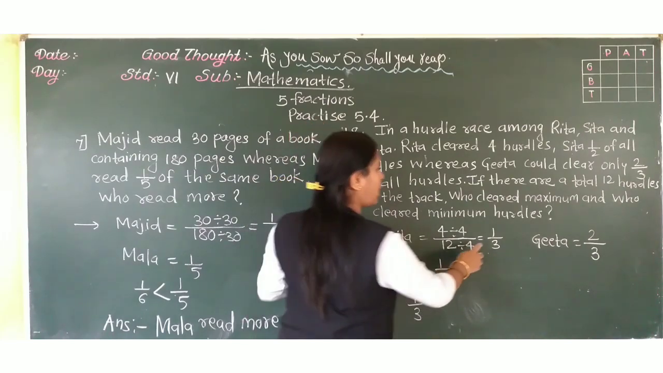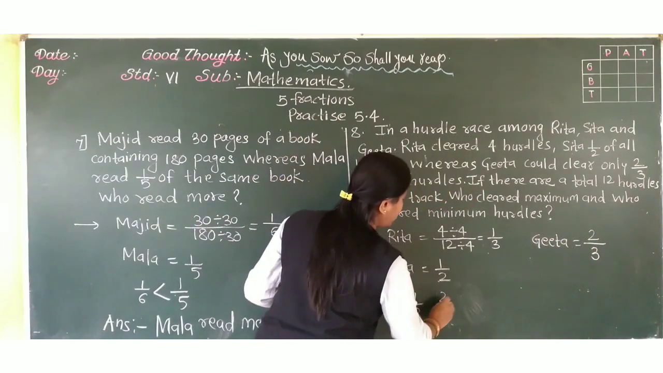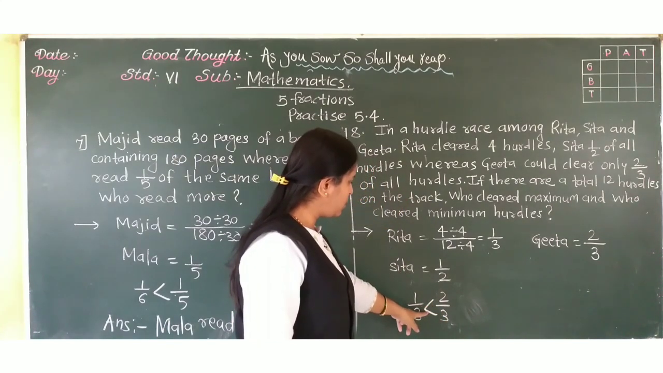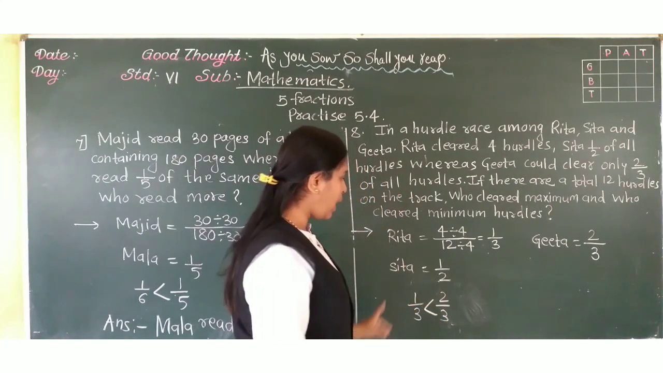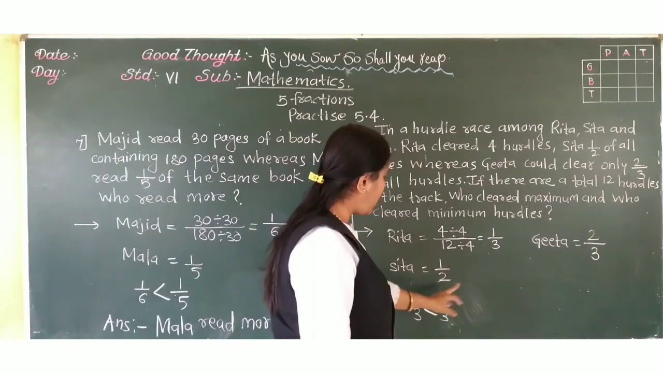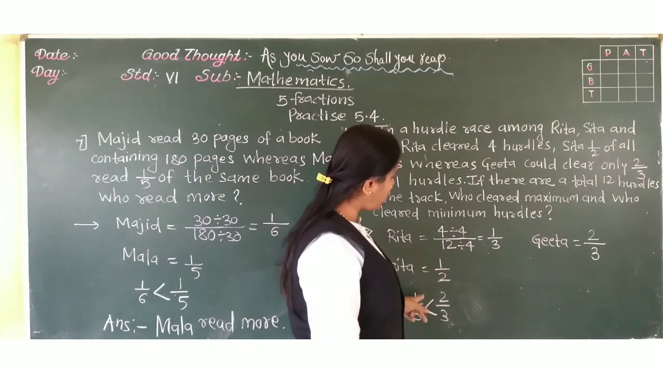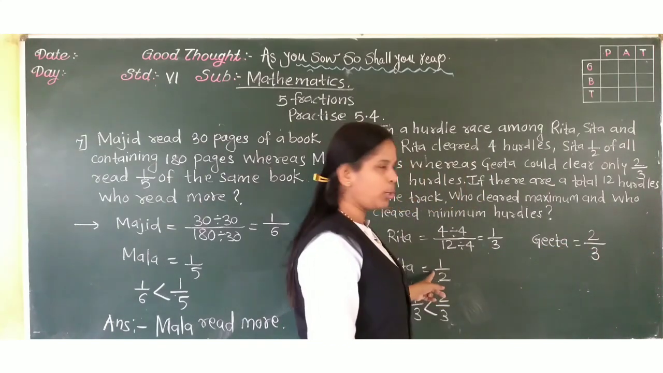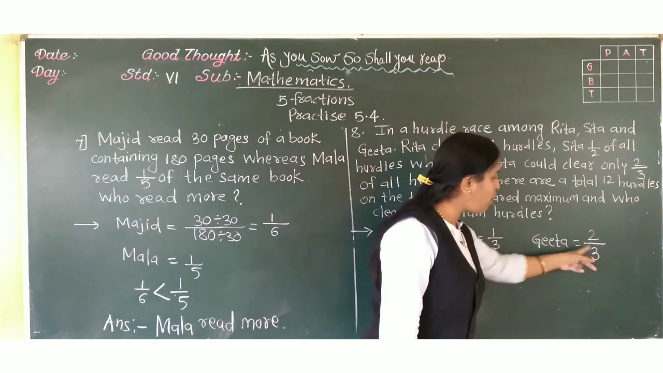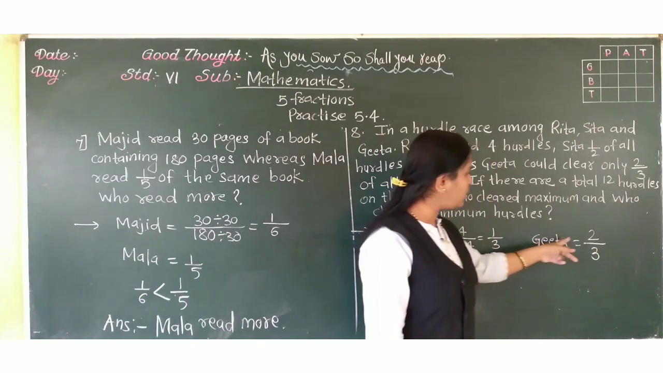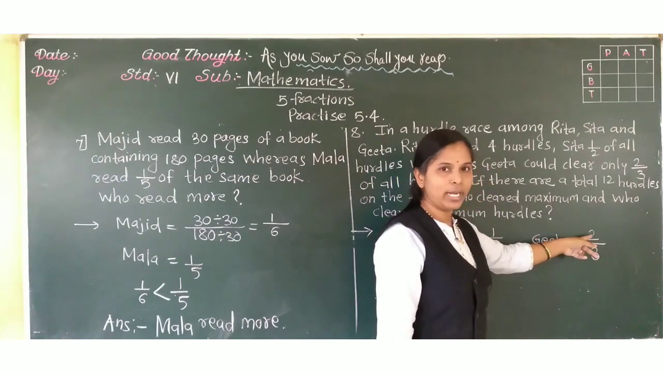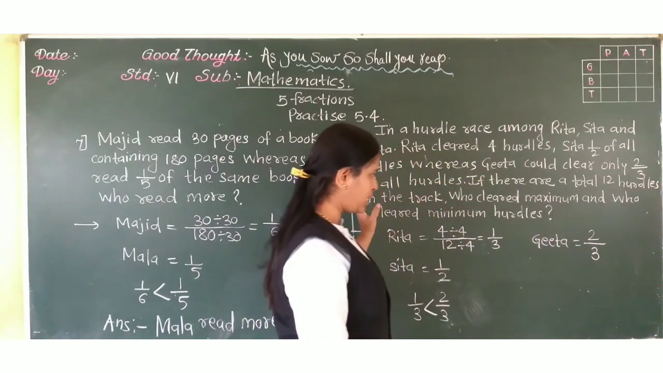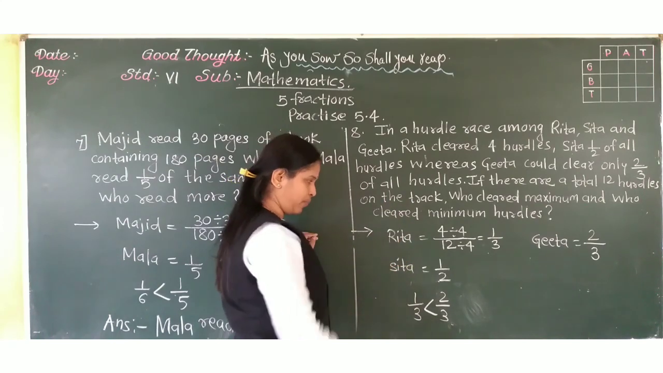1 upon 3 and 2 upon 3. In this, who is greater? 2 upon 3 is greater. Correct? And 1 upon 3 is smaller. Now, in 2 upon 3 and 1 upon 2, what do we have to compare? We have to compare 2 upon 3 and 1 upon 2. Because here, see, the denominators are the same. So, who is greater? 2 upon 3 is greater. Whose numerator is greater, that is the greatest one. So, Geeta cleared more than Rita.